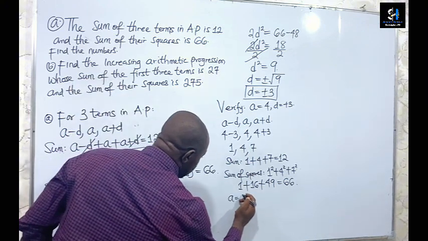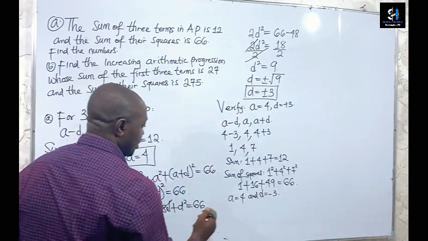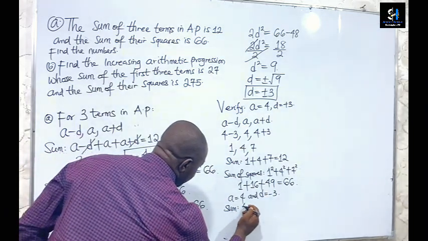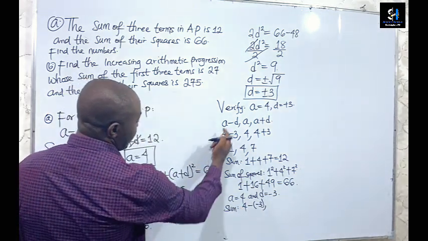Also, when A is equal to 4 and D is minus 3, we have the sum, where the first term A minus D will be 4 minus negative 3.